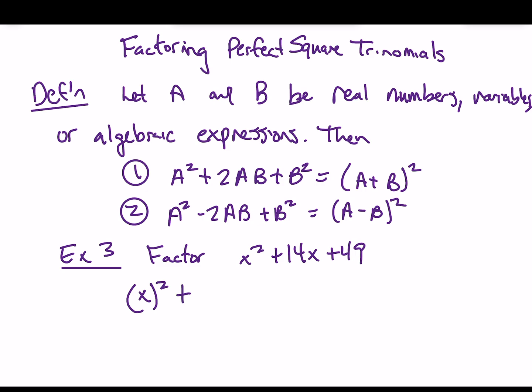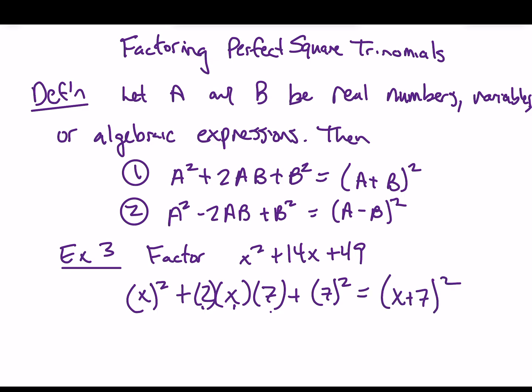So let's rewrite that as x squared plus 2 times something, 2 times x, that's being squared, times 7, that's what's being squared to get 49, plus 7 squared. Okay, that looks like 2 times a times b, so we can rewrite that as x plus 7 quantity squared. Okay, let's try another.